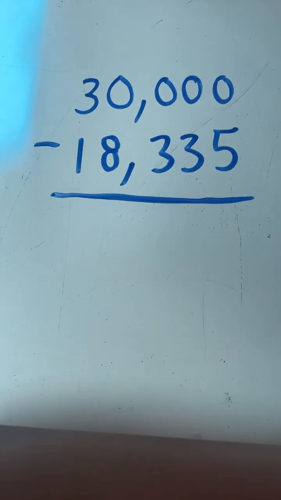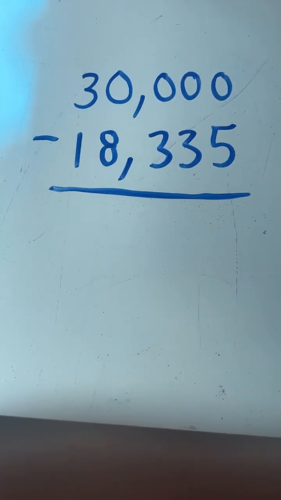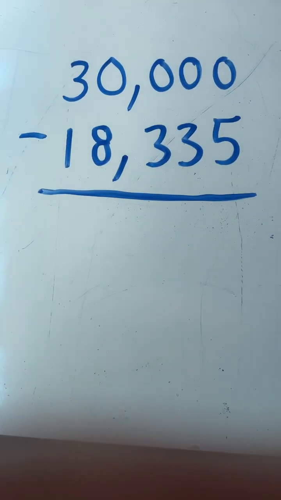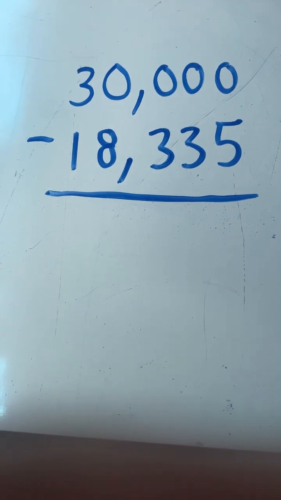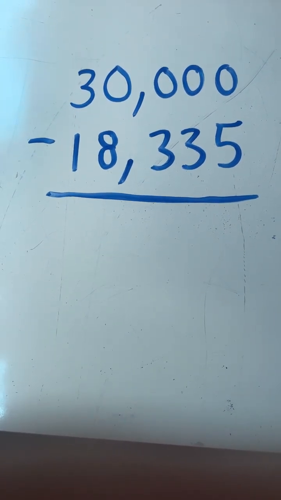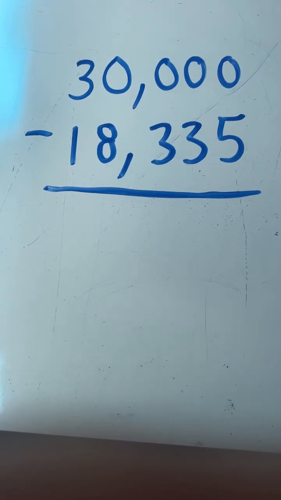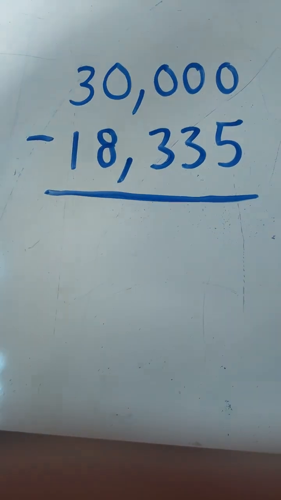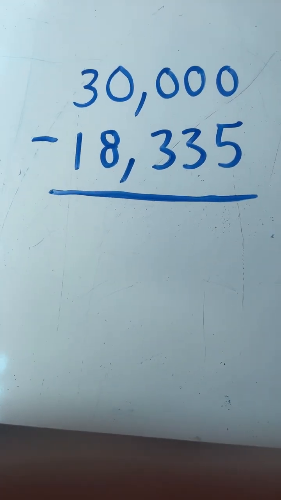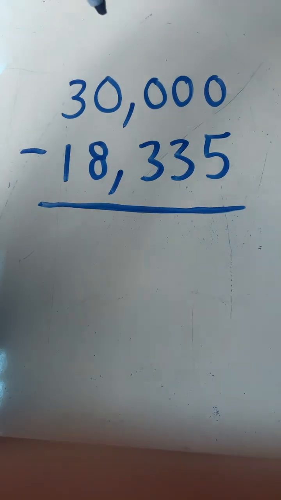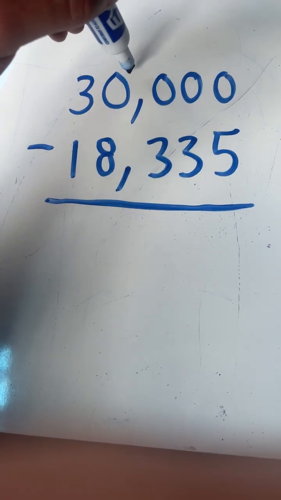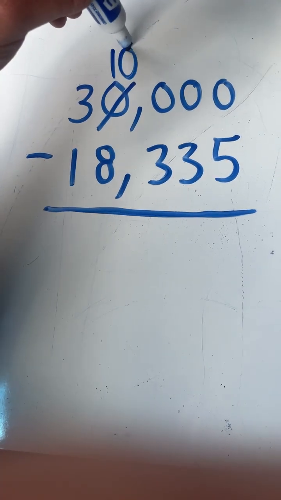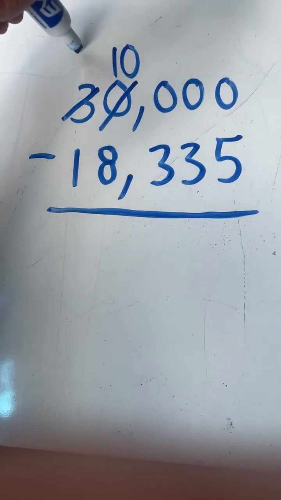So here we have another problem where we're going to have to regroup multiple numbers. Because we regroup whenever the bottom digit is bigger than the top, and in this subtraction problem, the bottom number is bigger in every single digit except for the 10,000s place. So looking at the thousands place, we're going to take a 10. The 0 is going to become a 10. And then the 3 in the 10,000s place is going to become a 2.